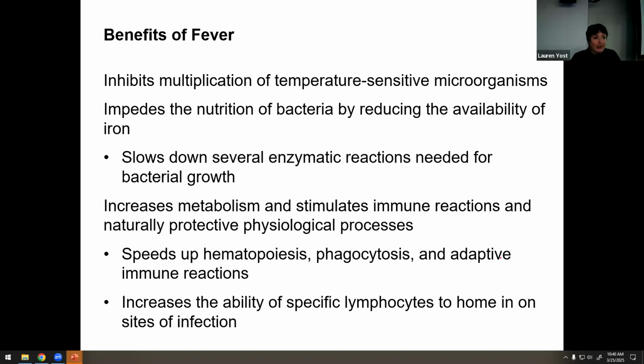If you're a true pathogen, however, this might not be enough to stop you. It'll also impede nutrition to bacteria. Bacteria also need iron in order for their proteins to work effectively.